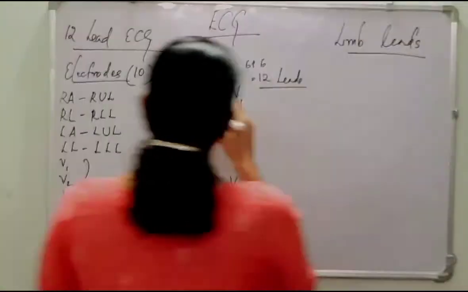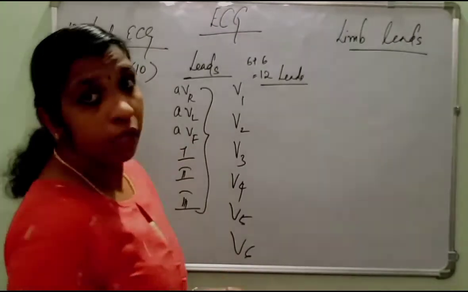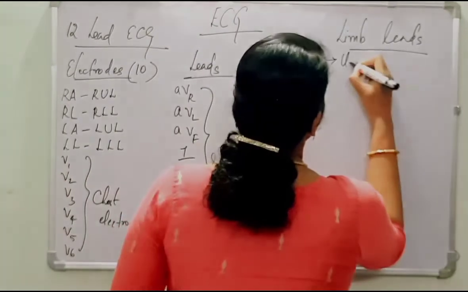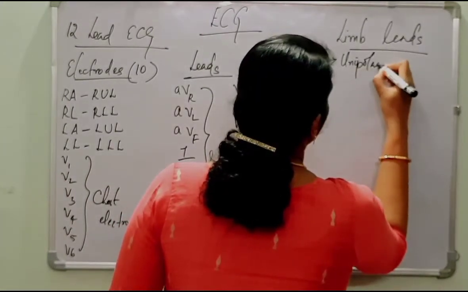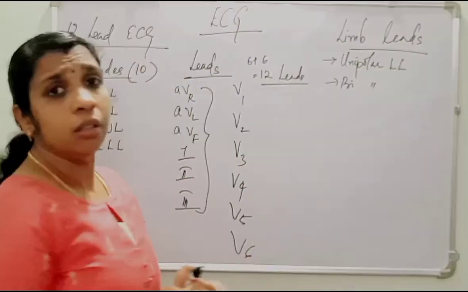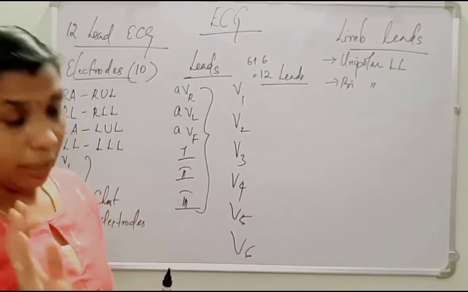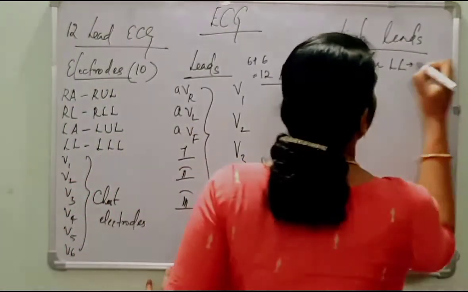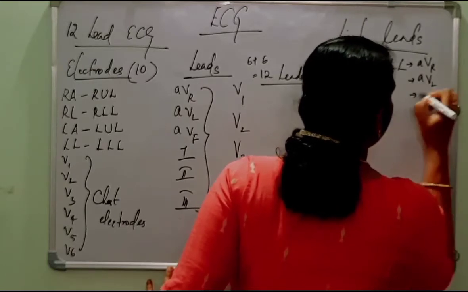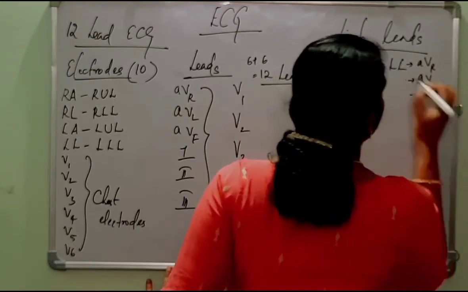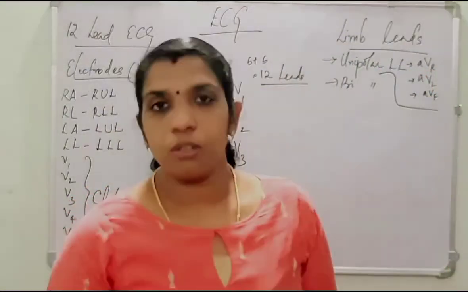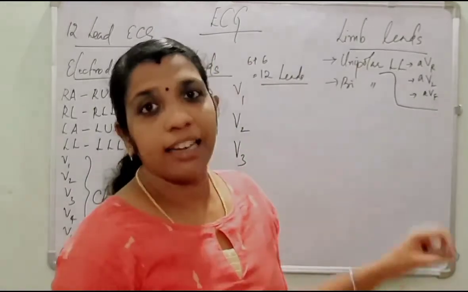That is these leads. About these leads we are going to talk. So there are 2 types of limb leads: unipolar limb leads and bipolar limb leads. Regarding the unipolar limb leads, they include AVR, AVL and AVF. Okay. So these unipolar limb leads include AVR, AVL and AVF.